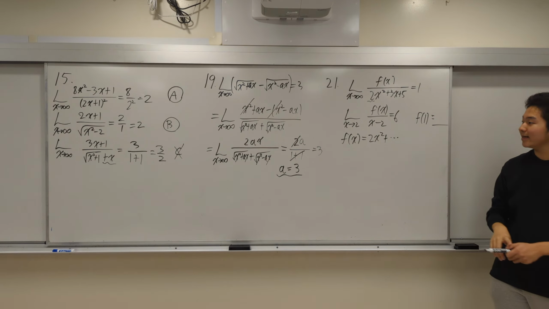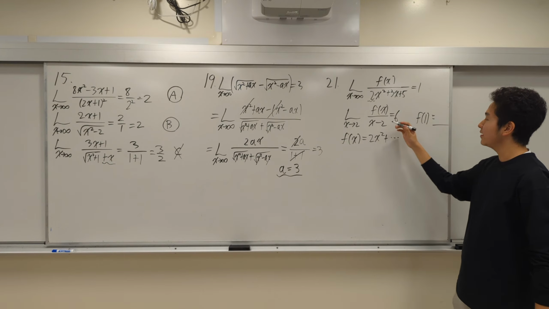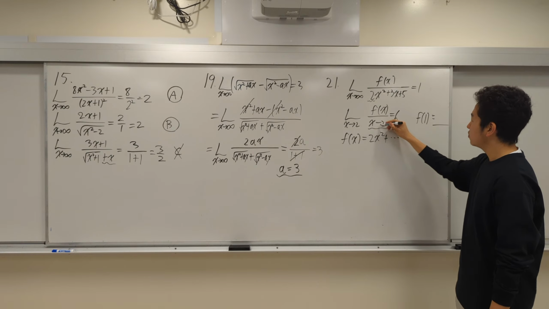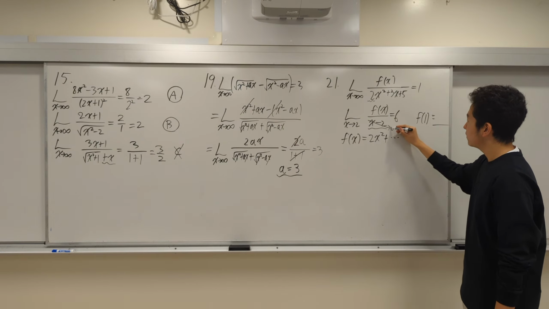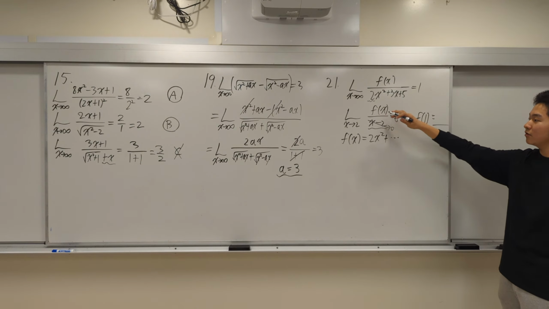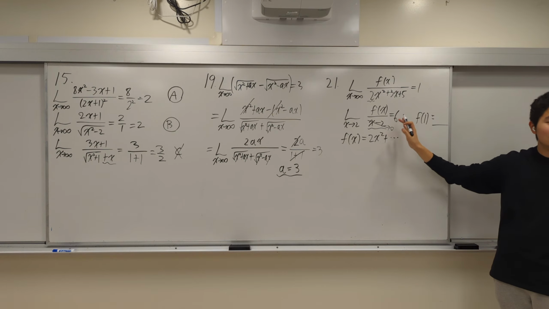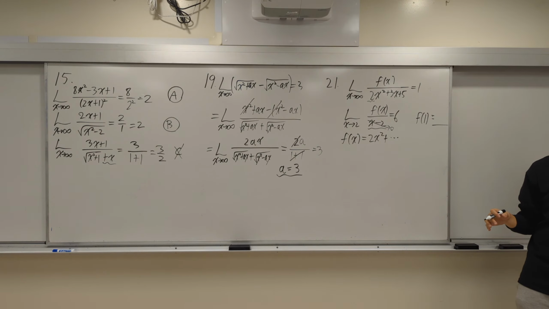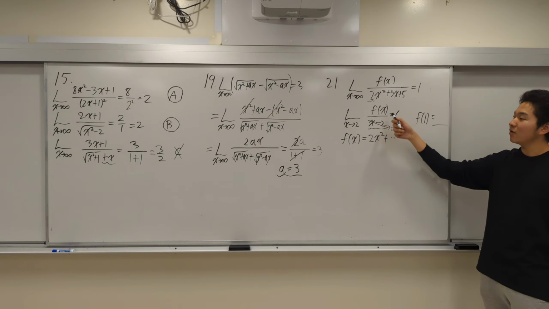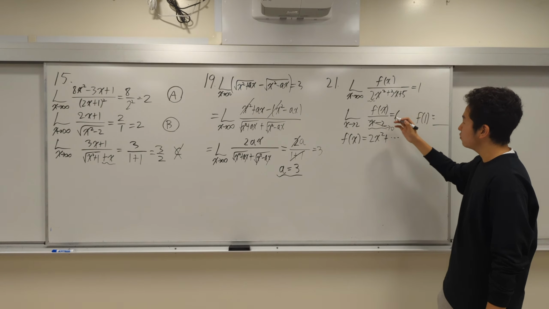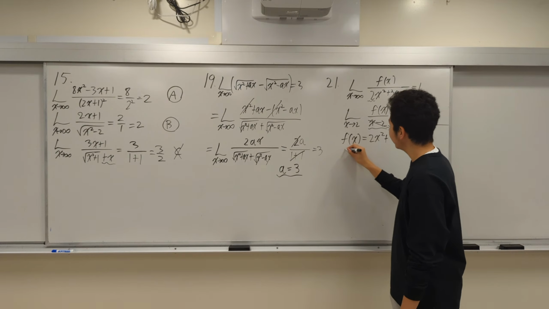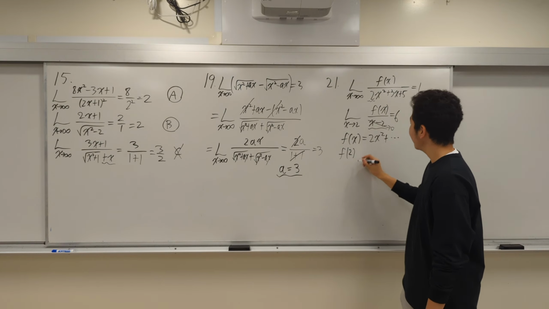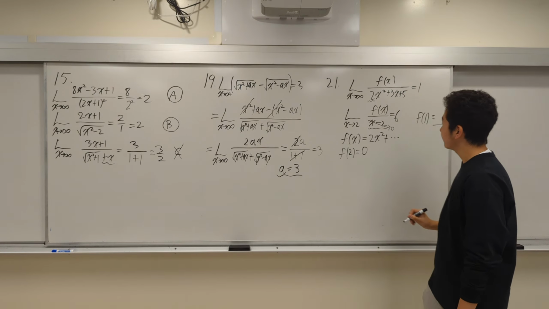Now we take a look at the second limit. X goes to 2, so the denominator goes to 0. So the numerator also has to go to 0. Why? Because the limit exists and it's not like infinity or 0 or that sort of special number. The limit has to exist, so f of x has to go to 0 when x goes to 2. So we can figure out that f of 2 has to be 0 as well.